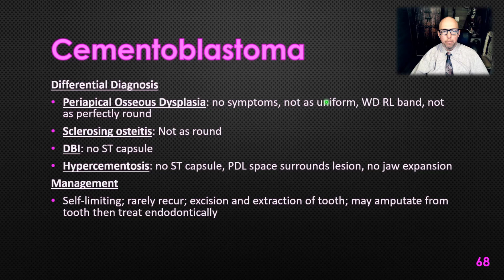And remember that radiolucent band around it, although that can look really similar in periapical cemento-osseous dysplasia. Sclerosing osteitis won't have that radiolucency around the outside of it. Also not as round. Most things aren't as nice and round as a cementoblastoma. Dense bone island is not going to have any degree of soft tissue capsule, any degree of radiolucency around it.